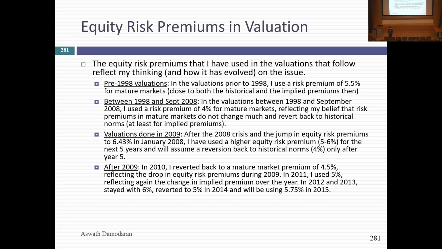Right now, post-Russian crisis, the implied equity risk premium for the US is moving towards 5%. So every company I might value in April, you're going to see a 5% equity risk premium. Could that change? Absolutely. It could go up or down depending on what happens in the market over time.